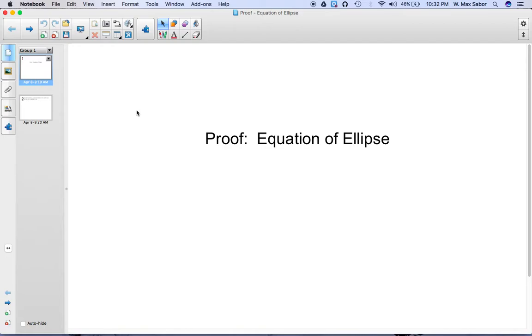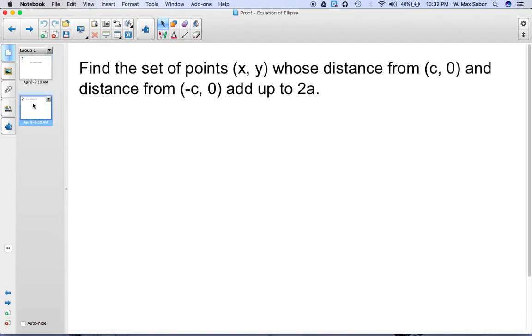Time to have some fun and prove the equation of an ellipse. So, the definition of an ellipse, or one definition, is the set of points whose distances from the two foci add up to the length of the major axis. So, we're going to set up the set of points whose distances from (c, 0) and (-c, 0) add up to 2a.